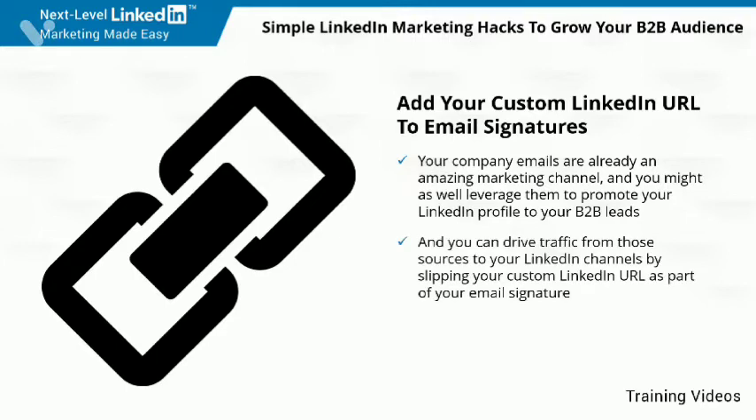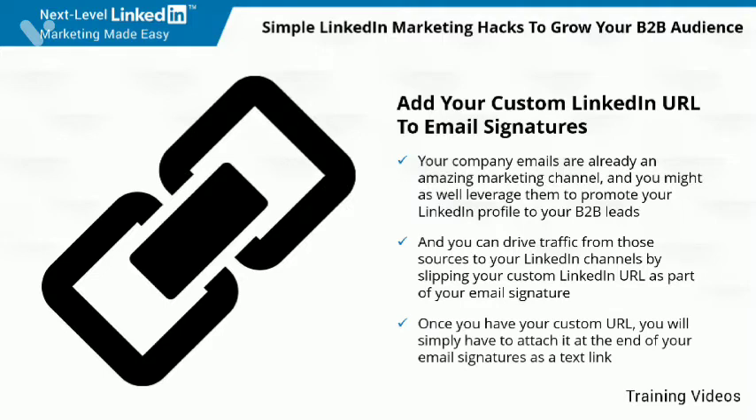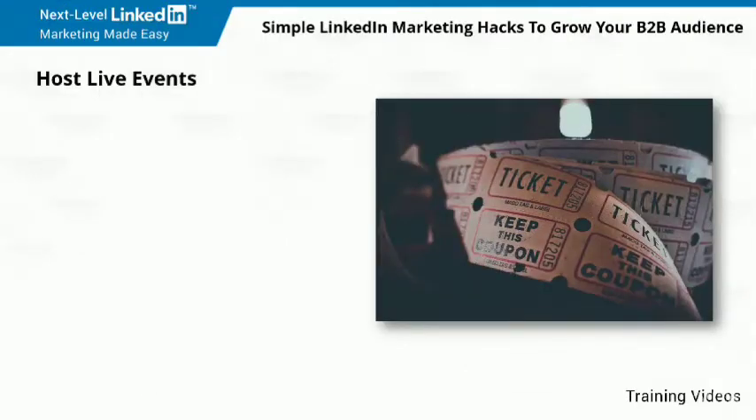And you can drive traffic from those sources to your LinkedIn channels by slipping your custom LinkedIn URL as part of your email signature. If you haven't personalized your custom LinkedIn URL first, you'll have to visit your LinkedIn profile, click on the Profile menu, and then click on the Edit Public Profile and URL option to personalize and save your custom LinkedIn URL. Once you have your custom URL, you will simply have to attach it at the end of your email signatures as a text link.